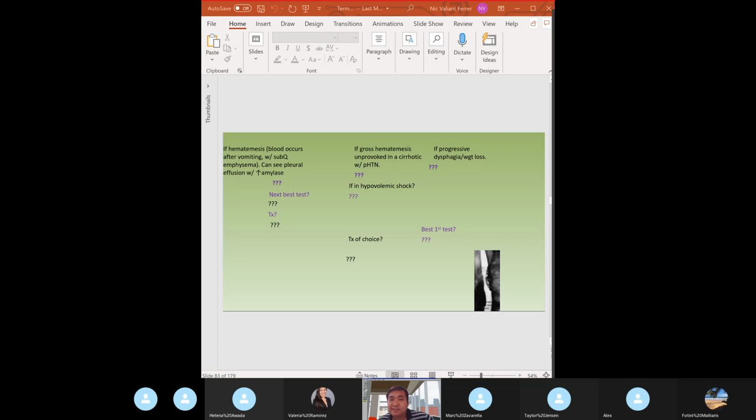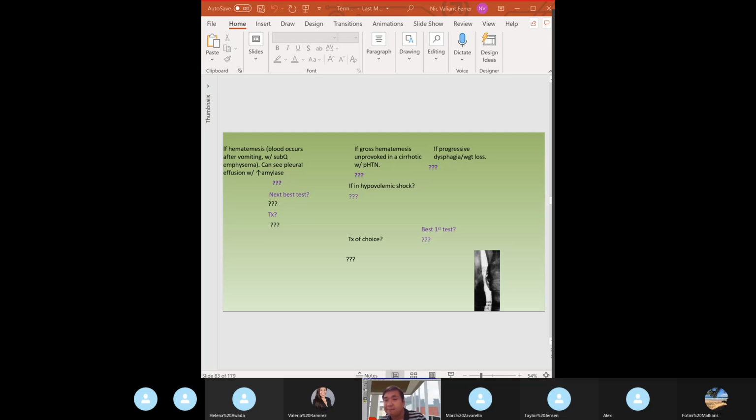Next one, progressive dysphagia and weight loss. Weight loss, ding, ding, ding, cancer. So we're thinking about esophageal carcinoma, two kinds: squamous cell and adenocarcinoma. Squamous cell is commonly seen in what? Smokers and drinkers. Where can we see it? Middle to upper third. Adenocarcinoma is commonly seen in what? Long-standing GERD. The most common site is the distal third.